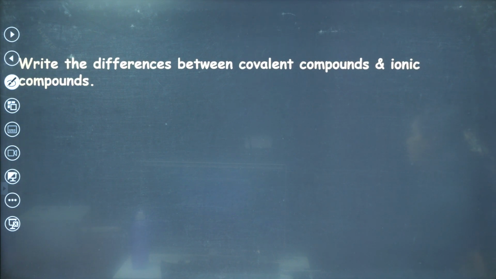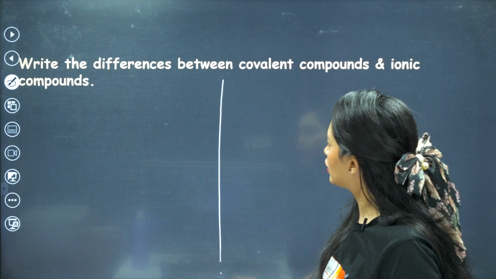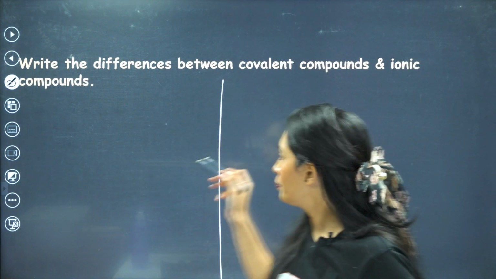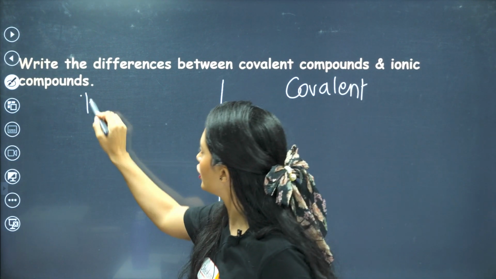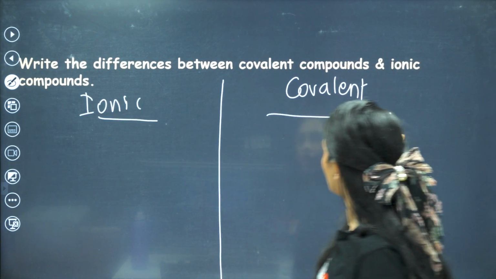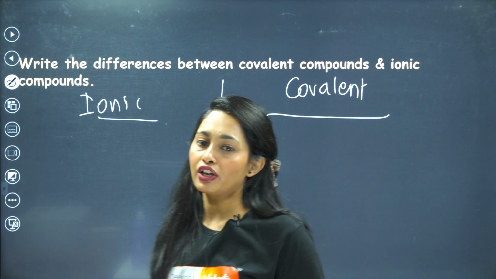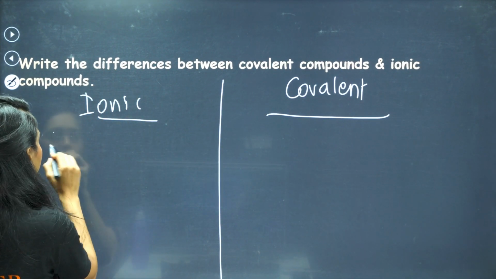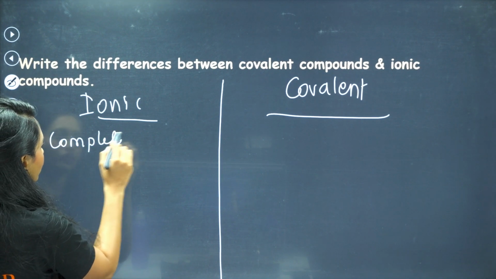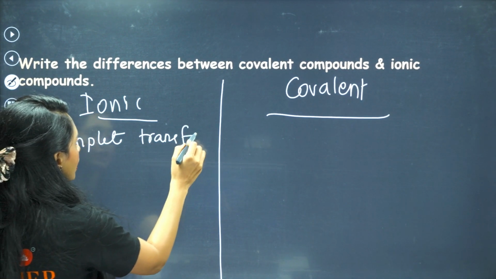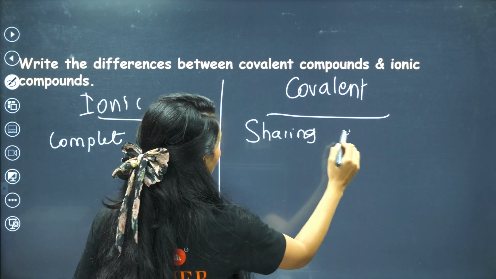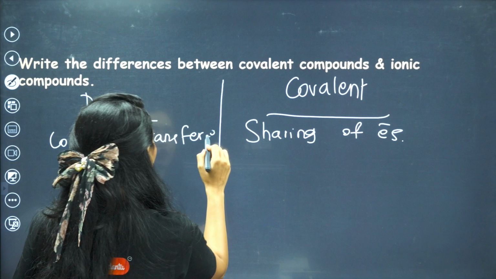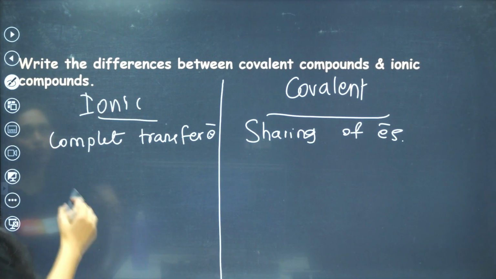Next, write the differences between covalent compounds and ionic compounds. Covalent compounds are something that we have studied in carbon and its compounds. Ionic compounds are something that we have studied in metals and non-metals. Ionic compounds are formed because of complete transfer of electrons. Covalent compounds are formed when sharing of electrons happens.